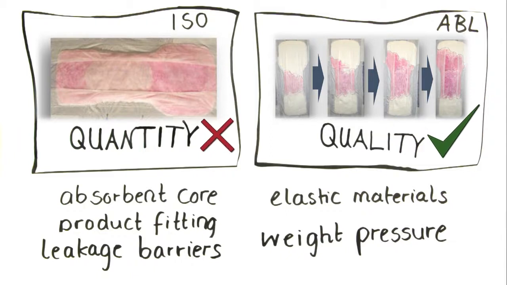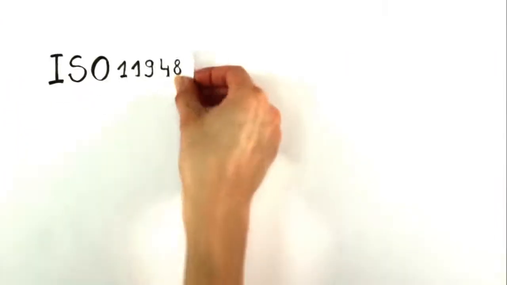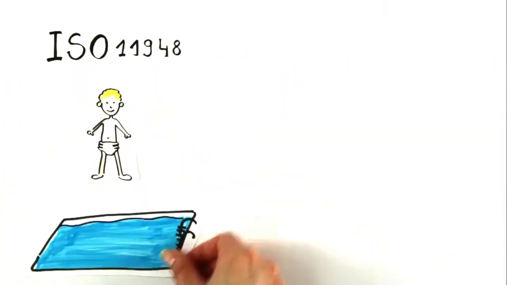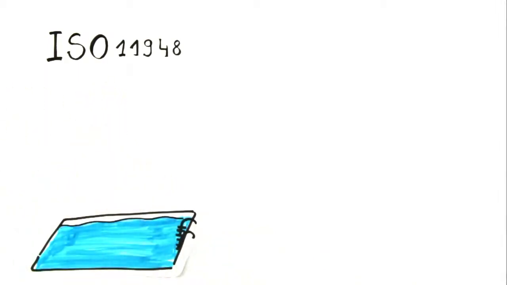Let me give you a real-life example to compare and contrast both approaches. You can compare the ISO method with someone who wears a diaper and jumps into a swimming pool. Can you imagine how it feels to wear a completely wet diaper when coming out of the pool? Do you think that anybody will actually ever urinate such a huge quantity?